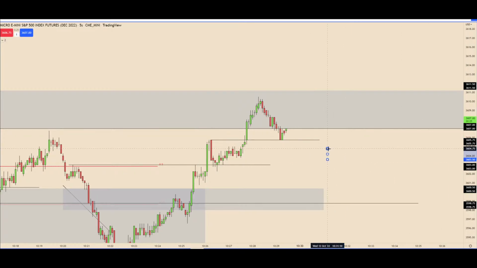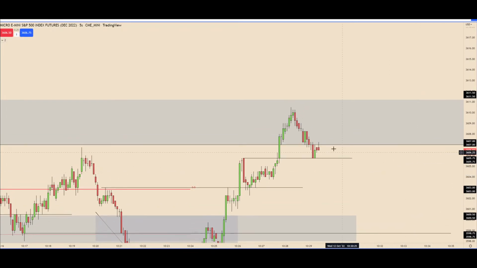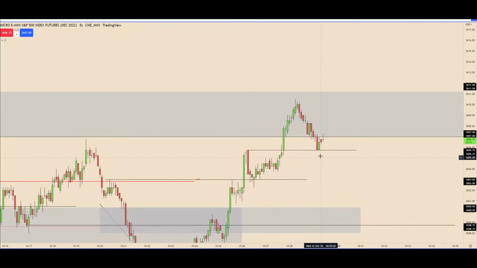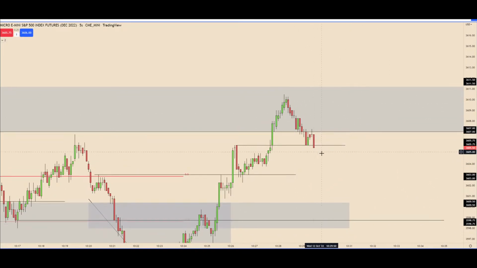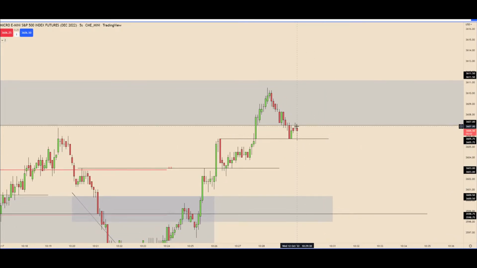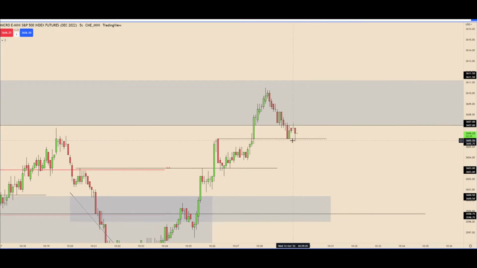So, I just kind of missed it doing some other stuff, but, right, expect a retracement to previous highs, right? No displacement off that, expect it to go a little bit lower.